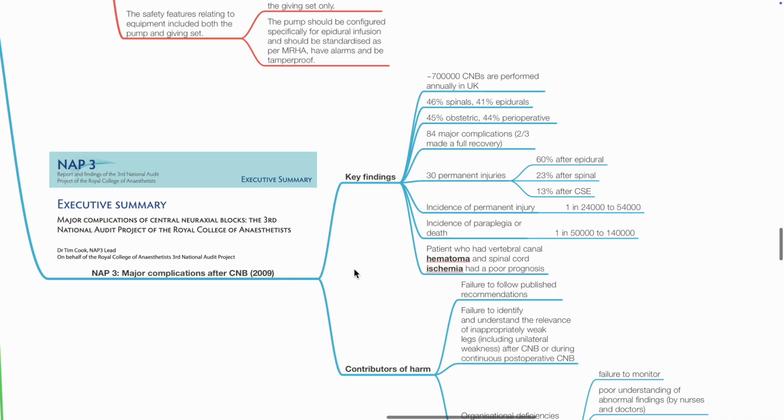Of the 30 permanent injuries, 60% occurred after an epidural, 23% after spinal and 13% after CSE. Incidence of permanent injury, 1 in 24,000 to 54,000. Incidence of paraplegia or death, 1 in 50,000 to 140,000. Patients who had vertebral canal hematoma and spinal cord ischemia had a poor prognosis.